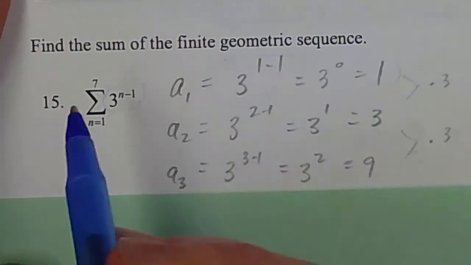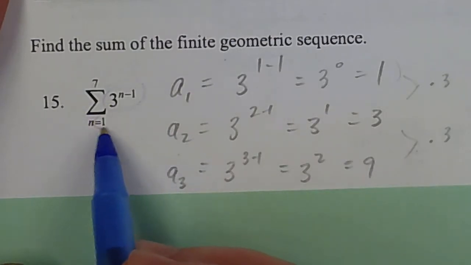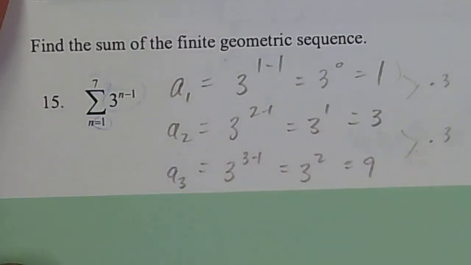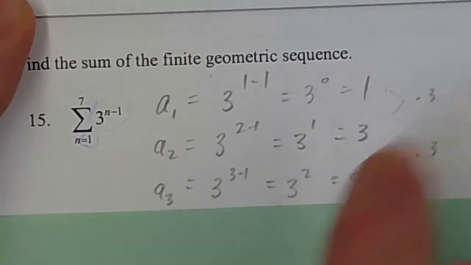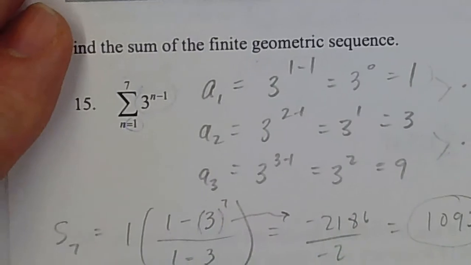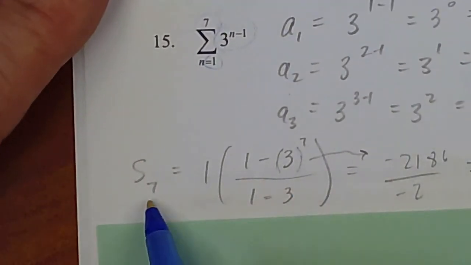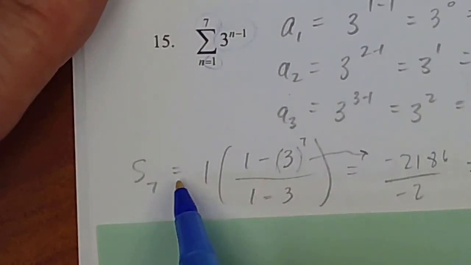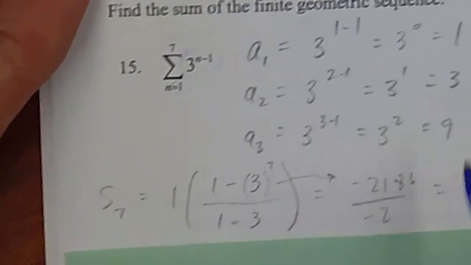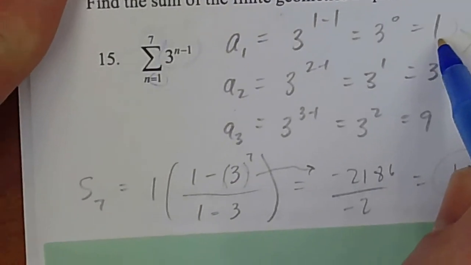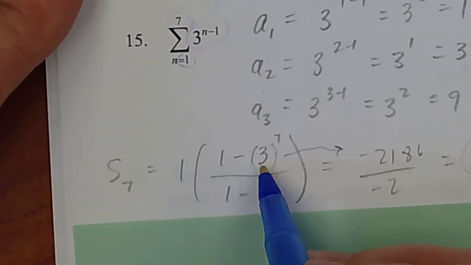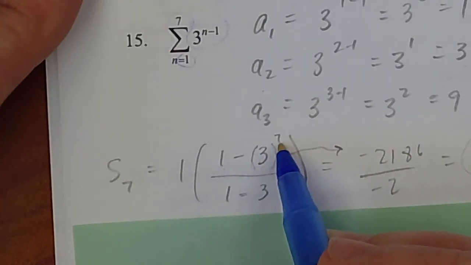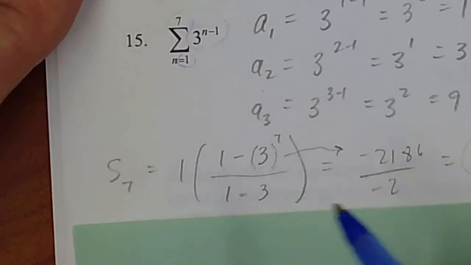Okay, remember how you read the summation notation. It says find the sum from term 1 to 7. So that's my n value. It's going to be 7 terms. I have everything I need now to set that formula up. So here we go. S of 7 equals a1, which was 1. And then the formula up there says 1 minus r to the n power, all over 1 minus r.